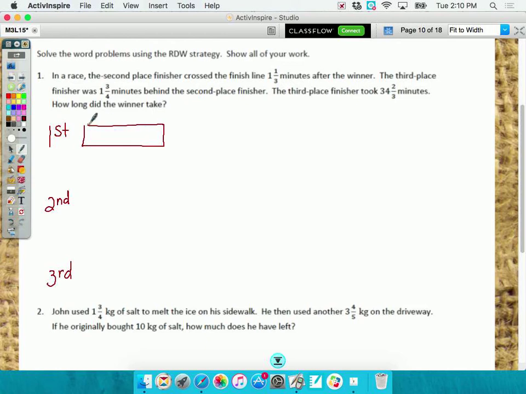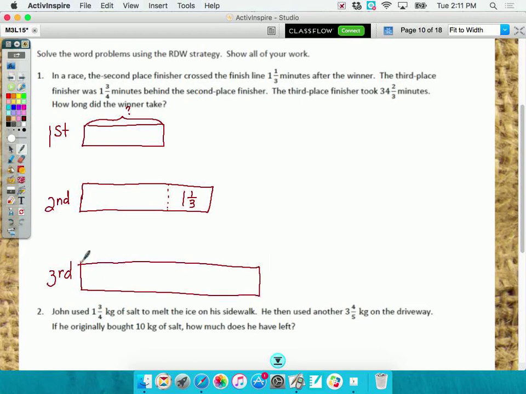So let's say there's first place. We don't know it. That's the unknown. Take a look at second place. Now, is second place going to be a longer time than first place? Yes. How much longer? 1 1/3 minutes longer. And what about third place? Is it going to be a longer time than second? Yes. How much longer? 1 3/4 minutes. Do we have a total? And that is the longest time.